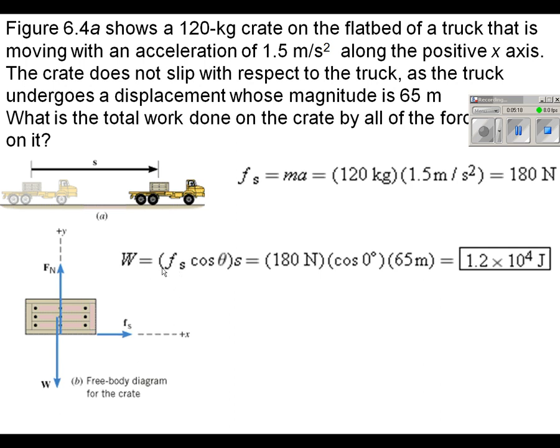And now we can use our work equation. 180 newtons times the cosine of 0 times 65 meters. So we end up with work being 1.2 times 10 to the 4th joules.